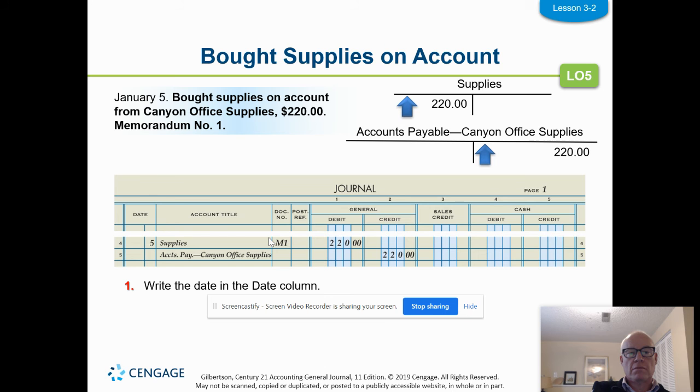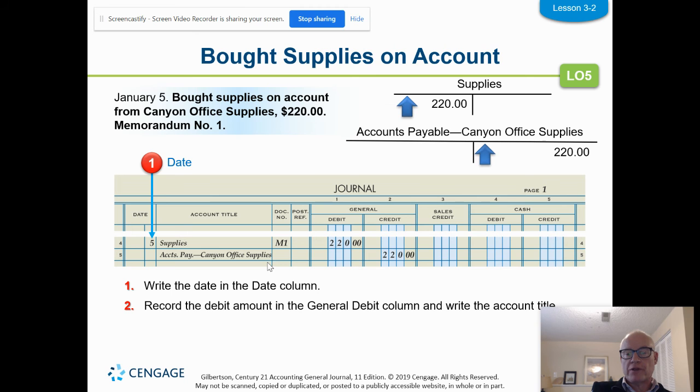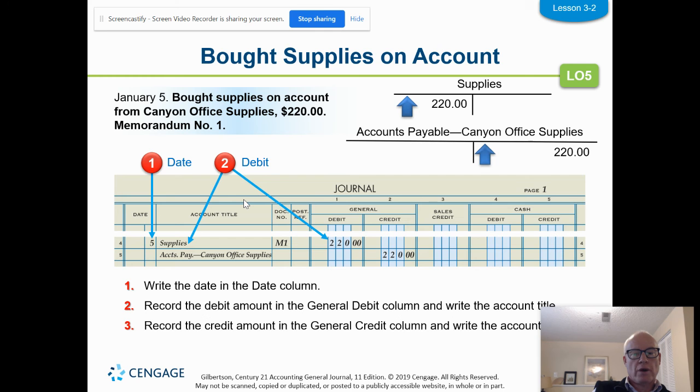Write the date in the date column, the 5th. Record the debit amount in the general debit column because we don't have a special column for supplies. So we're going to say it's 220 and supplies. So here we go. Debit 220, we write in supplies. Well, now hold on a second. When we go to our credit amount in the credit column, we also don't have a special account for accounts payable, do we? So we write in, again, using appropriate abbreviations so we know exactly what we are crediting.